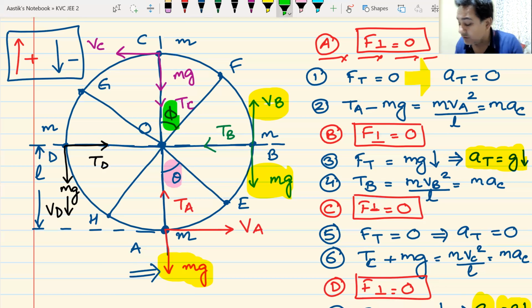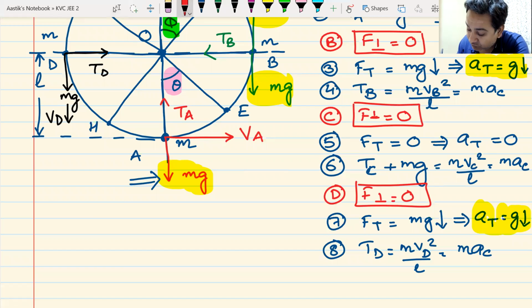Now what you have to do is write the equations at point E and point F. You will start with point E and tell me what the equation at point E looks like. F perpendicular is 0, so I'll do that part for you.